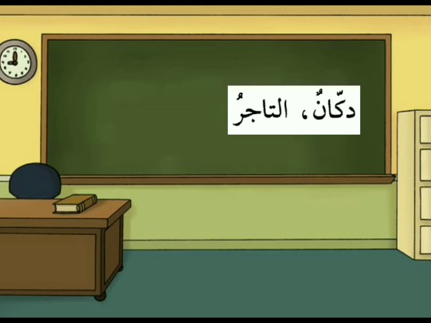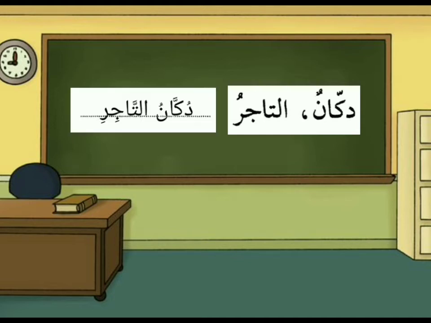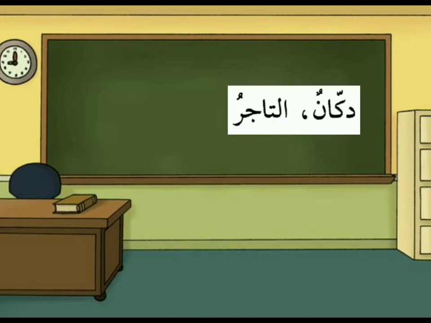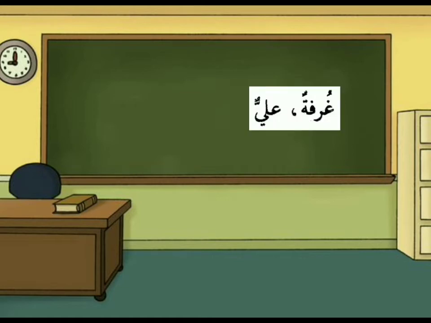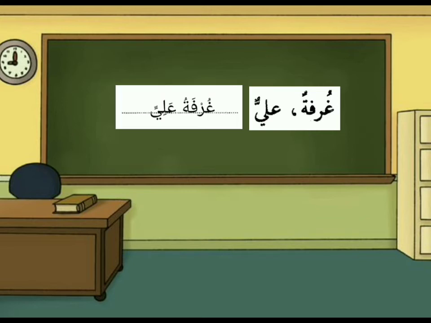So, Dukkanun and At-Tajiru is Dukkanut Tajiri. At-Tajiru only turns into a single vowel because it started with alif lam. So, Dukkanun At-Tajiru is Dukkanut Tajiri. Okay, so the next one is Gurfatun and Aliyun. So, Gurfatun and Aliyun is Gurfatu Aliyin, or Ali's room.